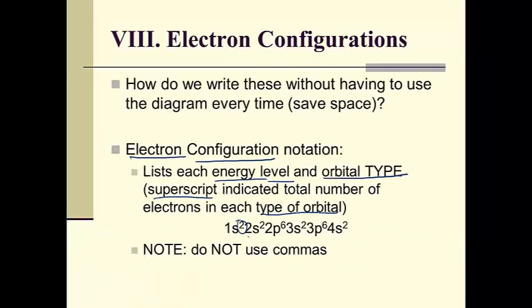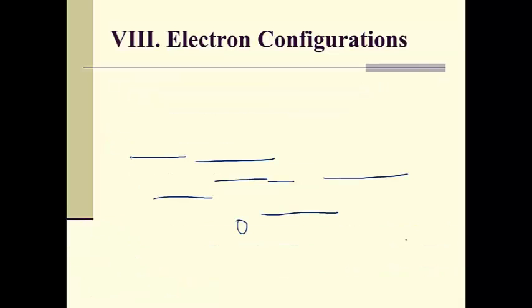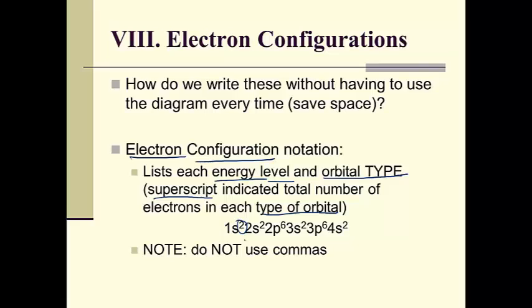The next type of orbital was the 2s, and there's 2 of them. The next type of orbital is the 2p. You only listed it once, and there's 1, 2, 3, 4, 5, 6 of them. The next one is the 3s, and there's 2 of them. The next type is the 3p. You only listed it once again, and there's 6 of them. So the configuration is 1s2, 2s2, 2p6, 3s2, etc. Do not use commas or spaces in between them. Just list them all together.